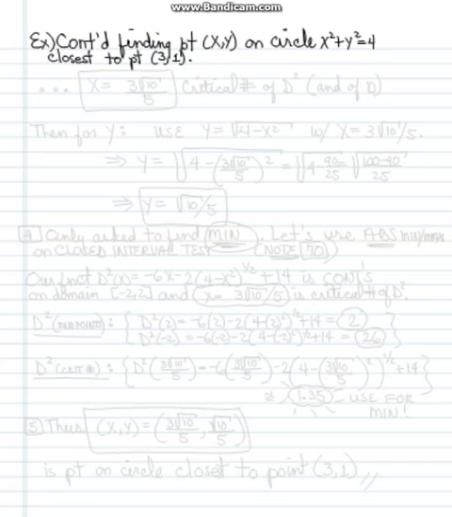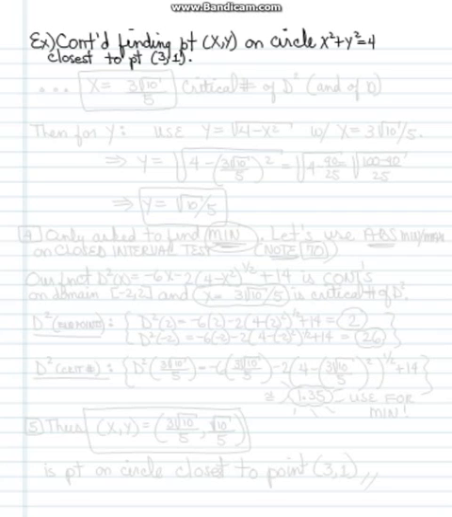We're continuing this problem from the previous video. We are finding the point (x, y) on the circle x squared plus y squared equals 4 that is closest to the point on the plane (3, 1). And in the previous video we found the critical number x equals 3 times the square root of 10 over 5. It's a critical number of the distance squared.